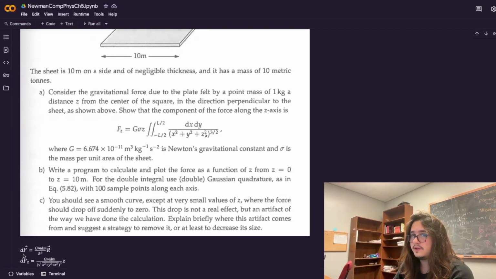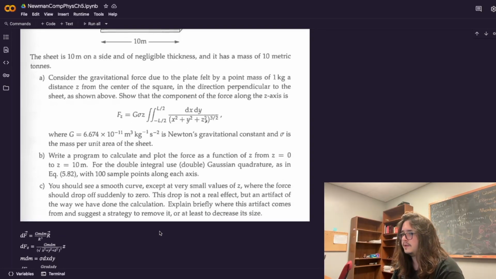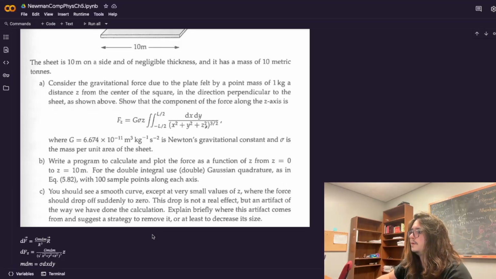To calculate the force, you have to start with the differential of force, which is Newton's gravitational constant times your mass times your differential of mass, divided by r cubed, times the vector r, where r is the total distance between the center of the mass of the sheet of metal and where the point mass is, and the vector r is that distance as a vector. If you want the z component of that, you just replace the vector r with just z.